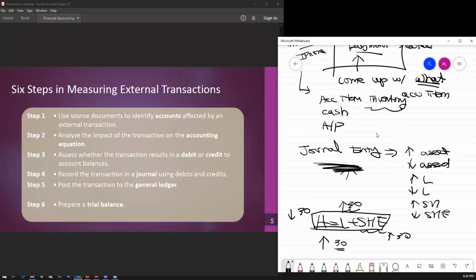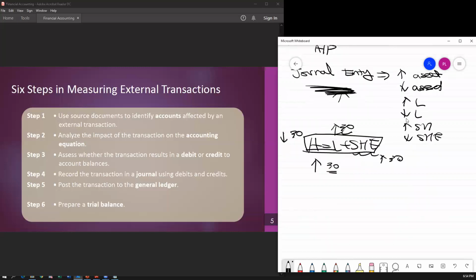For step 3, assess whether the transaction results in a debit or credit to account balances. So now we get to what I call the beauty of accounting. Okay, what I mean by the beauty of accounting is this debit and credit system.